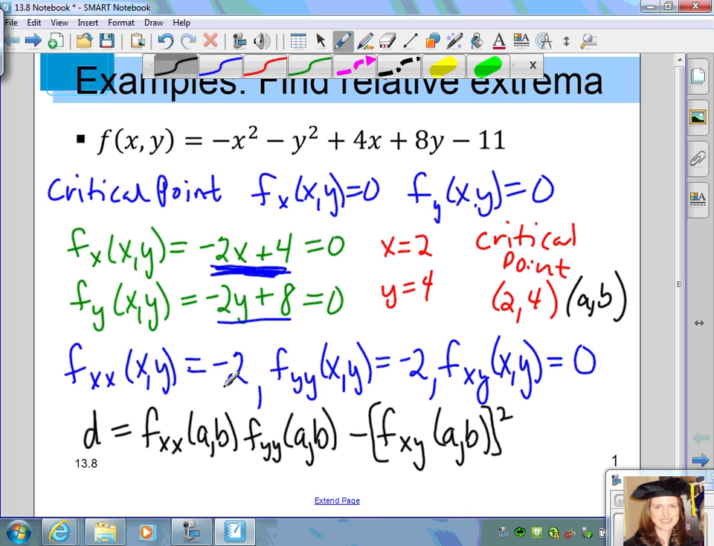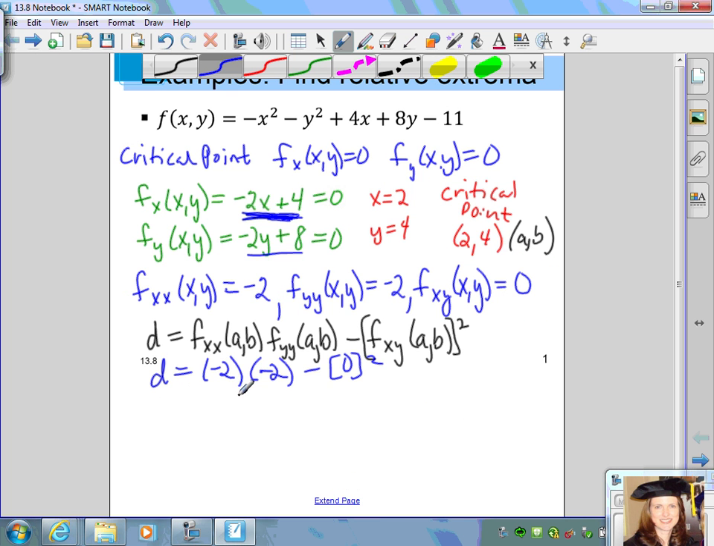Now in this example, there's no place to plug in a and b into those higher order partial derivatives. In this case, they're constant. But we can still find the value of this D, because for any point, the second partial with respect to x is negative 2. For any point that you can plug in here, the second partial with respect to y is negative 2, minus what you get when you evaluate this mixed partial at any point, which is going to be 0. And when we simplify that, we get D is equal to a positive 4.